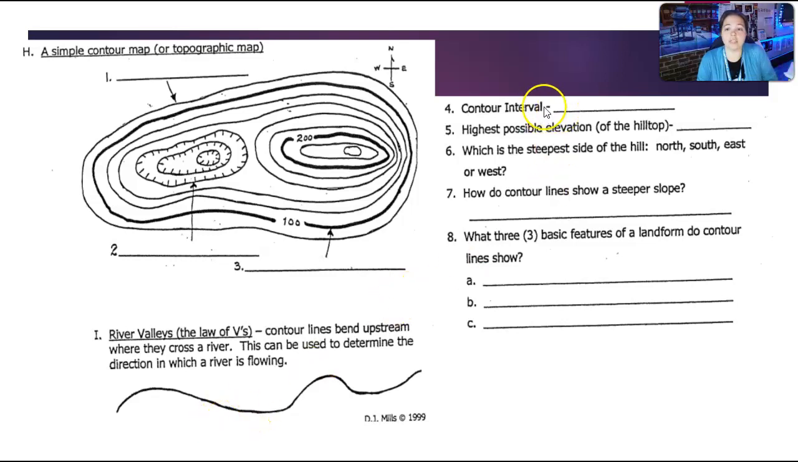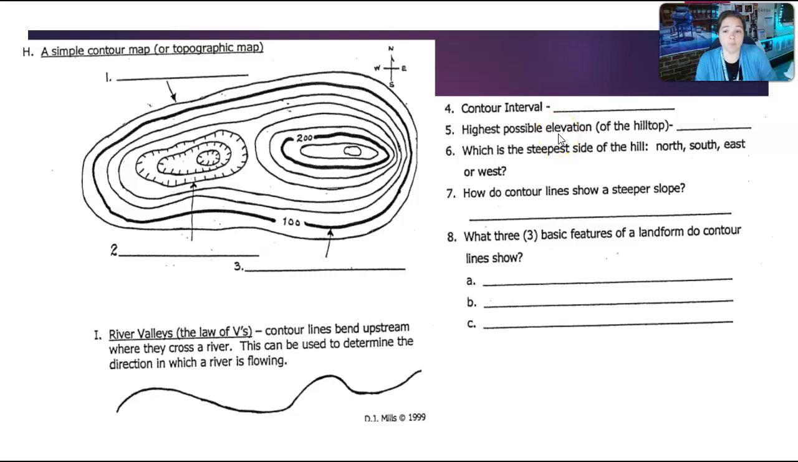I want you to write down the contour interval. So there's 100, there's 200. What I'm going to do is I'm going to count. There's 1, 2, 3, 4, 5 lines of difference. And 200 minus 100 is 100. So 100 divided by 5 is your contour interval right here.